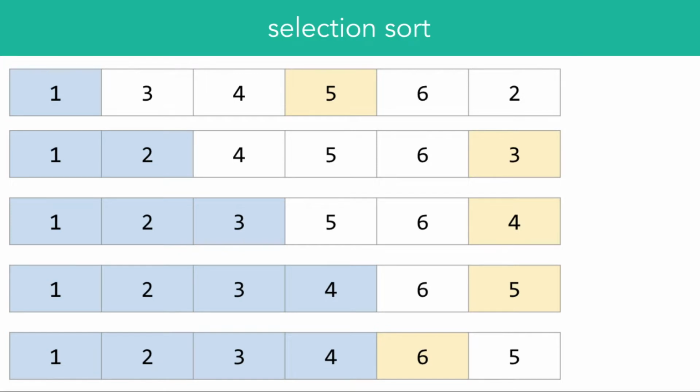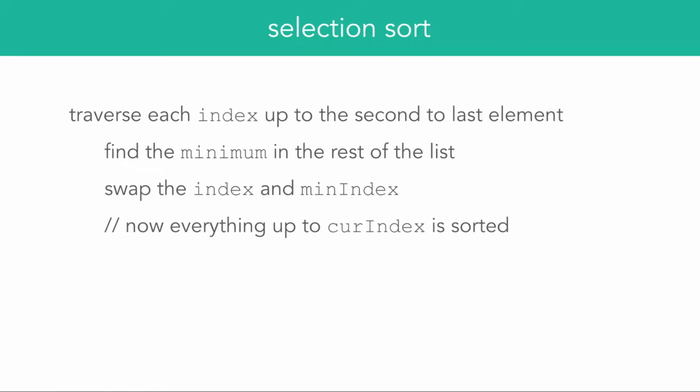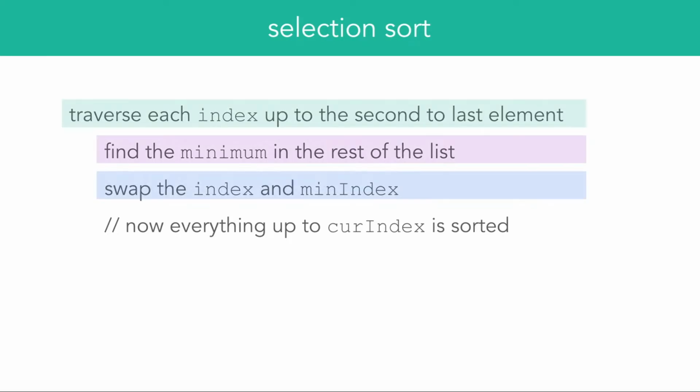Did you notice the pattern? Patterns can become algorithms. Here's the pseudocode for how we can write this algorithm. We want to traverse each index in the array up until the second to last element. We will then find the minimum in the rest of the list and swap the index with the index of the minimum value. As we can see, this algorithm is broken down into 3 distinct steps. Let's take a look at each so we can put this together.